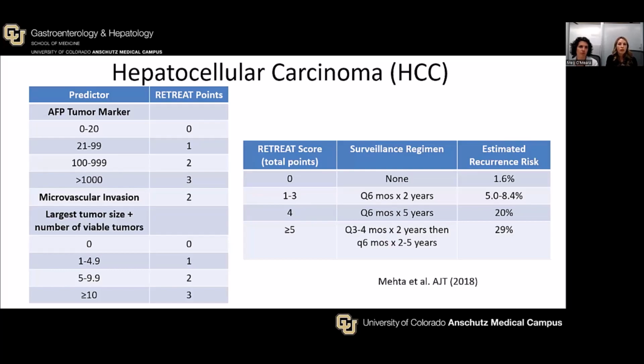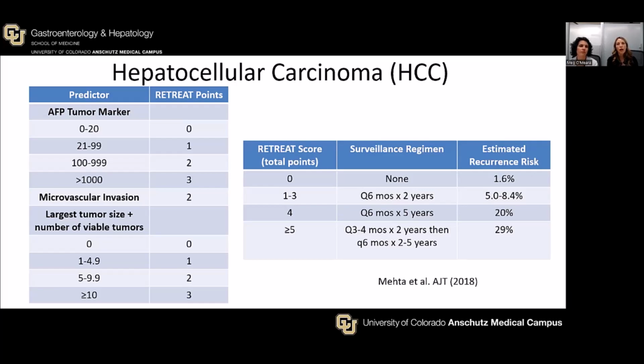We look at their alpha fetoprotein tumor marker coming into about 3 months prior to transplant. Ideally, you want no retreat points. So if you have a high tumor marker, you're going to get more points. If we see any type of microvascular invasion, that gives you retreat points. We don't want to see that on an explant. And then we also look at how many viable tumors there are in the explant and how big that viable tumor is. So when we add all these points up in our clinic, you might see a retreat score in a clinic note.